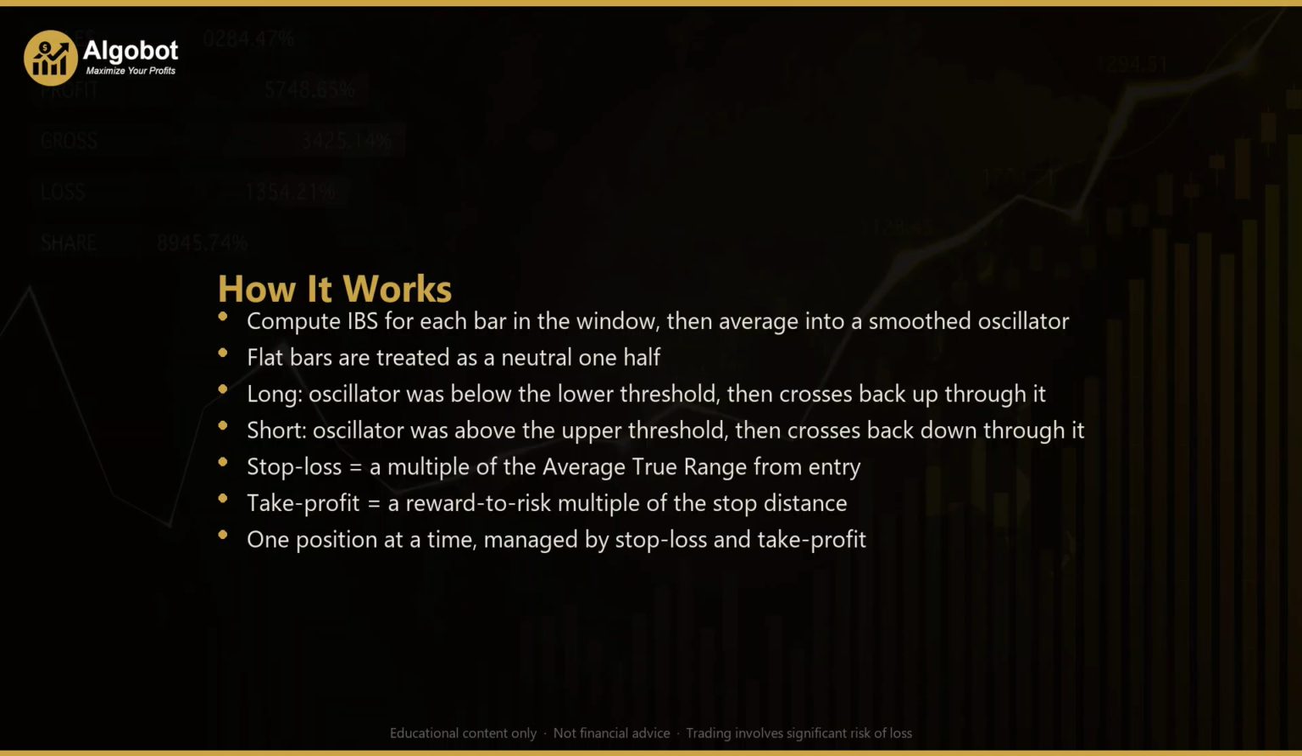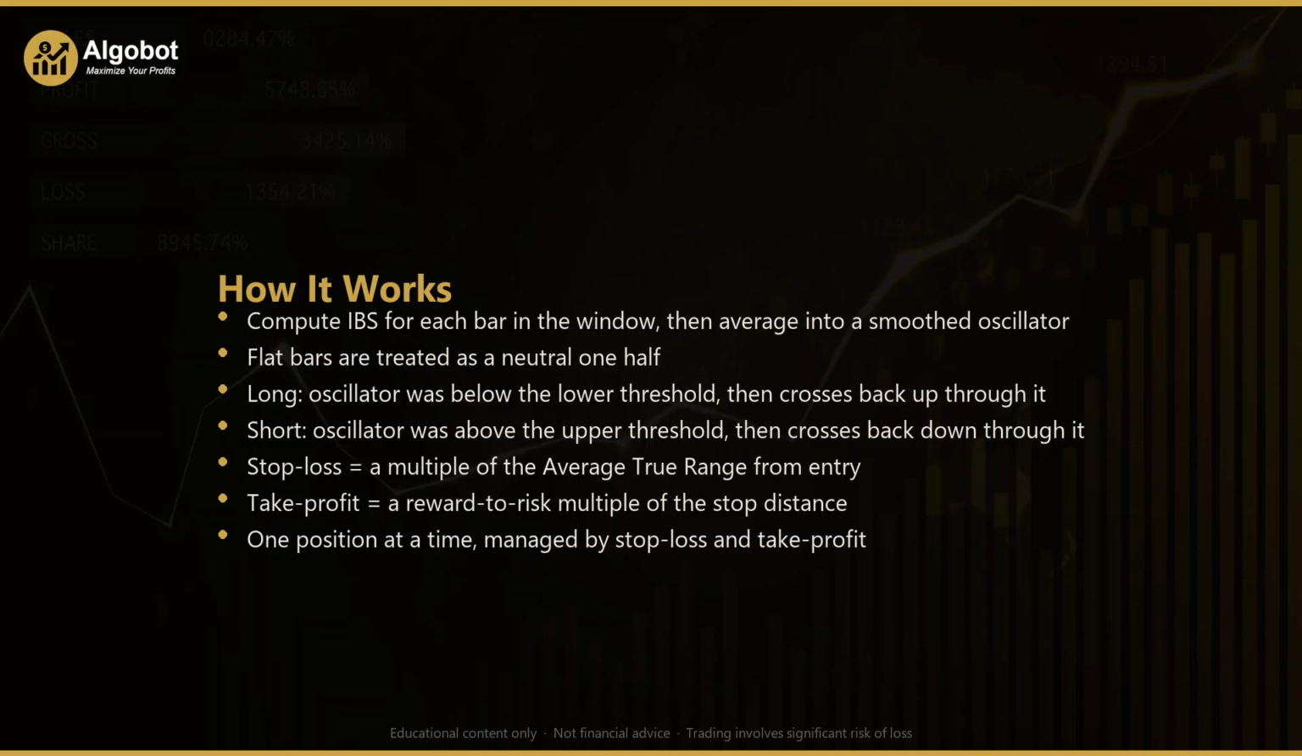The oscillator was above the upper threshold on the prior bar, then rolls back down to or below it. That downward crossing suggests upside pressure is easing, so the strategy looks to sell. Notice the key detail. The strategy does not act simply because the oscillator is in an extreme zone. It waits for the recovery, crossing back out of that zone. This is what gives it a defined turning point rather than fighting a move that may still be underway.